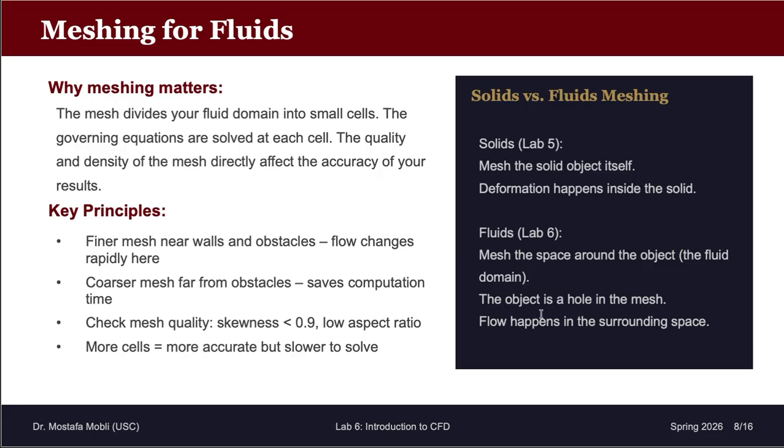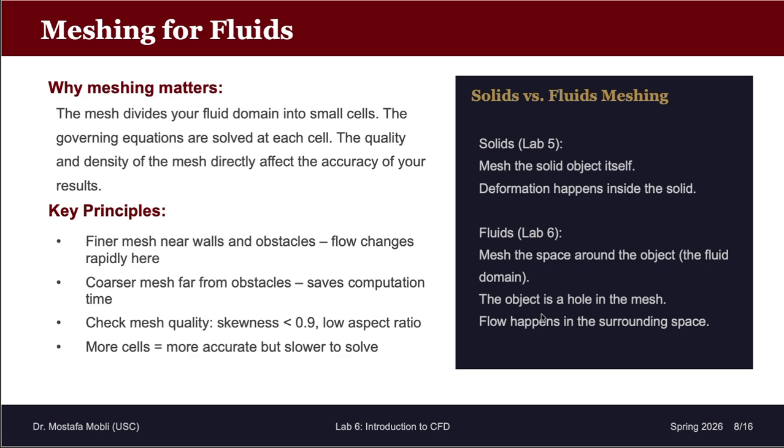Okay, so meshing is essentially similar to what we did in the previous lab. We are going to divide our domain into smaller cells and then solve the governing equation for each cell and then relate the cells together. Of course, the finer the mesh near where you have most of the changes, which is usually near the walls and the obstacles, the better. And the coarser the mesh where there is no action, that also saves a lot of computational time.